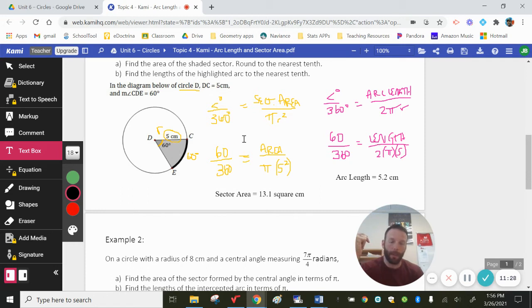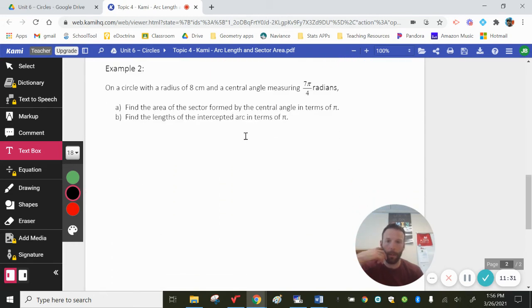Now let's take a look at what happens if my angle is measured in radians. So in example 2, I have a circle with a radius of 8 centimeters and a central angle measuring 7 pi over 4 radians. I don't have a diagram, so I'm going to have to draw my own. 7 over 4 is like 1.75, so 1.75 pi is more than 1 whole pi, but not quite 2 pi. I'm going to keep that in mind when I'm estimating what my circle should look like.